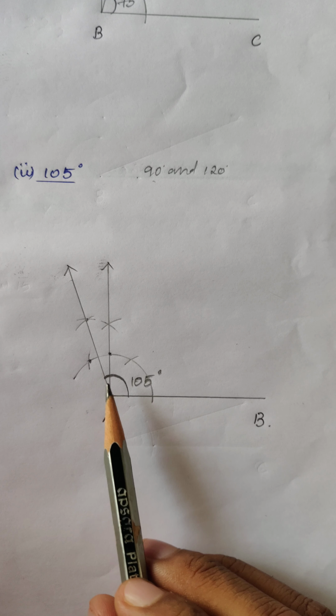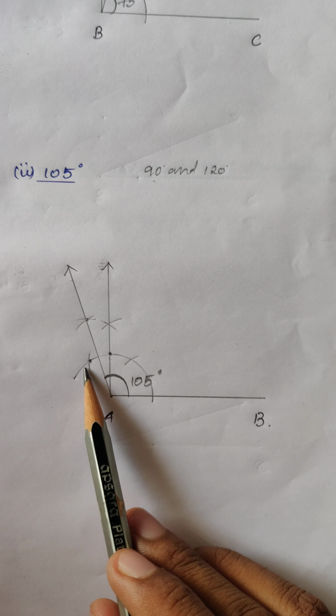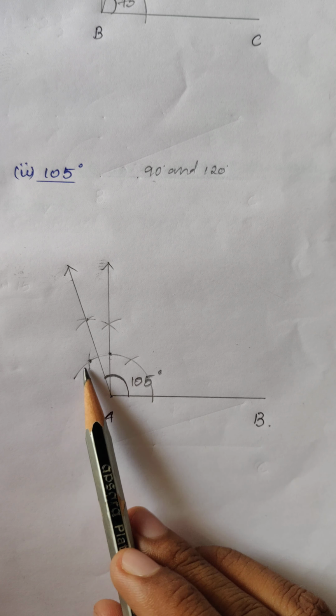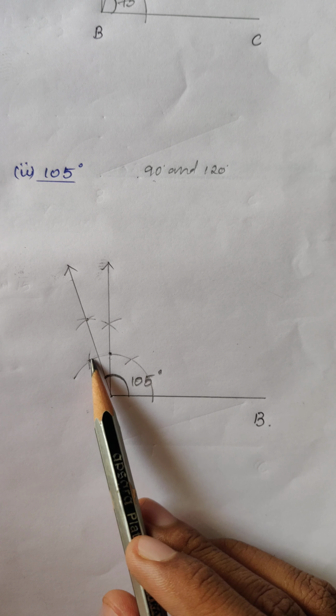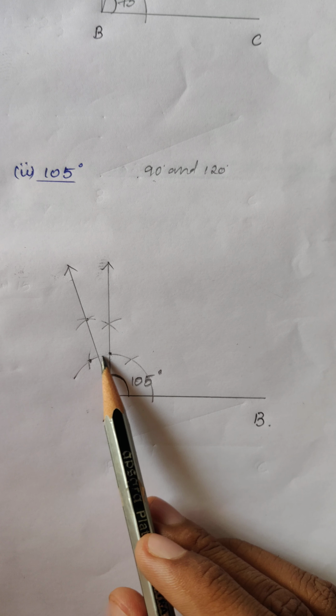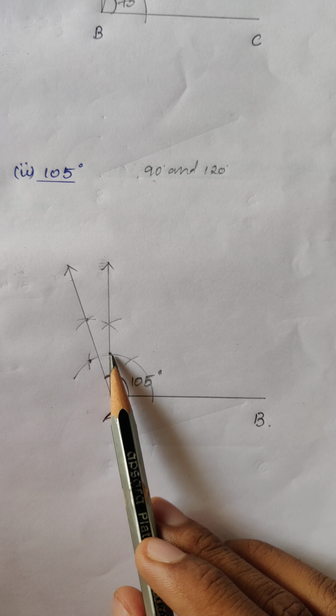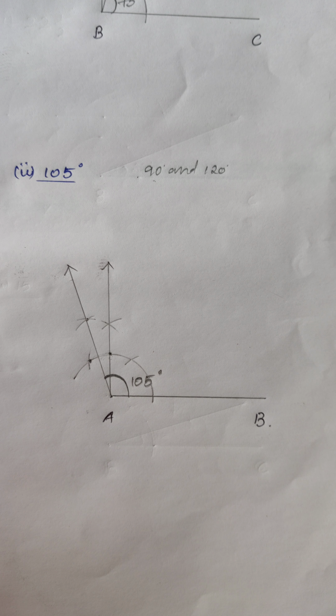Let me justify it. We know that this angle is 90, this is 120. The difference between both of them will be 30. Now half of 30 is 15. So this angle will be 15. So till here it is 90 plus 15 will be 105 degrees.